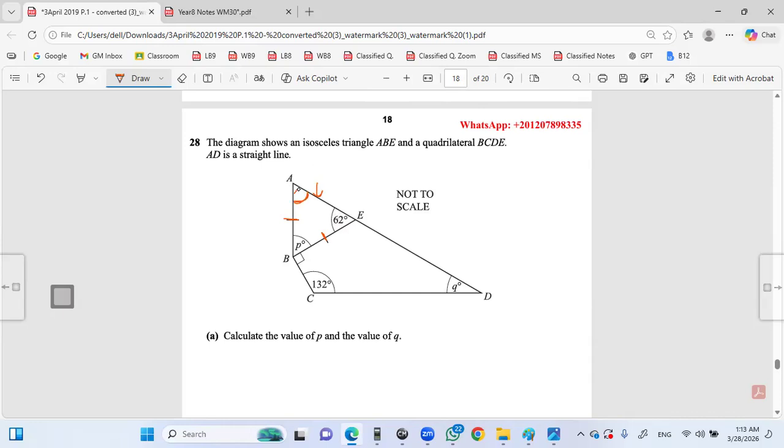So 62 is 62. The angles of the other side are equal, okay? The angles of the other side are equal. So now I can find P easily. So it's 180 minus 62 plus 62, which is 124, which is equal to 56. So P here is 56.